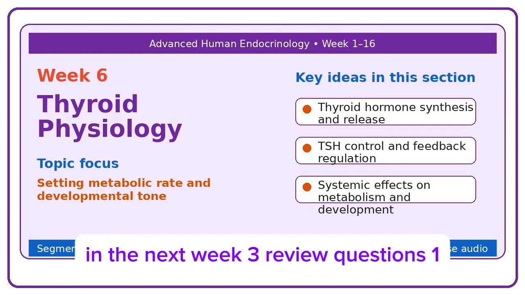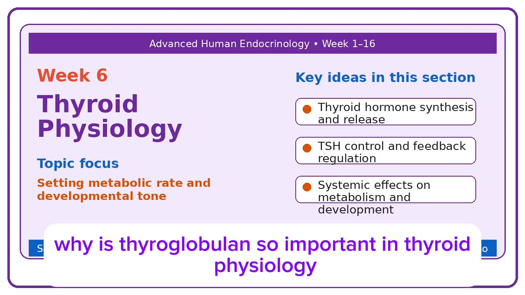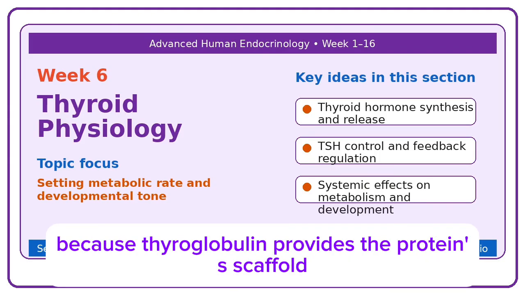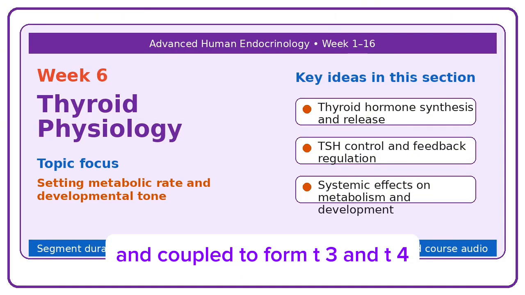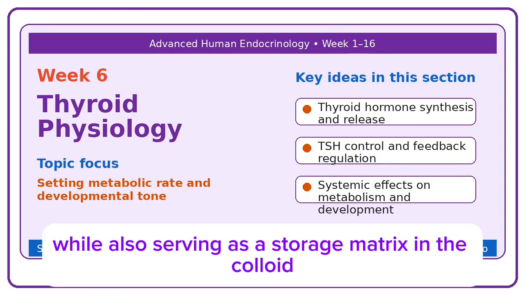3 review questions. 1. Why is thyroglobulin so important in thyroid physiology? Because thyroglobulin provides the protein scaffold on which tyrosine residues are iodinated and coupled to form T3 and T4, while also serving as a storage matrix in the colloid.